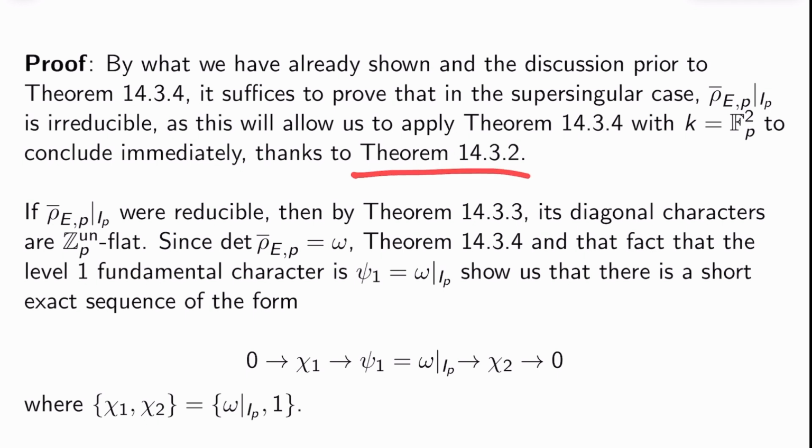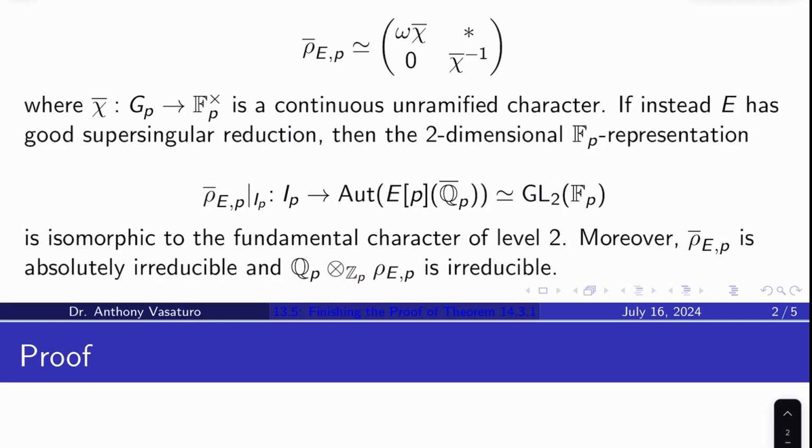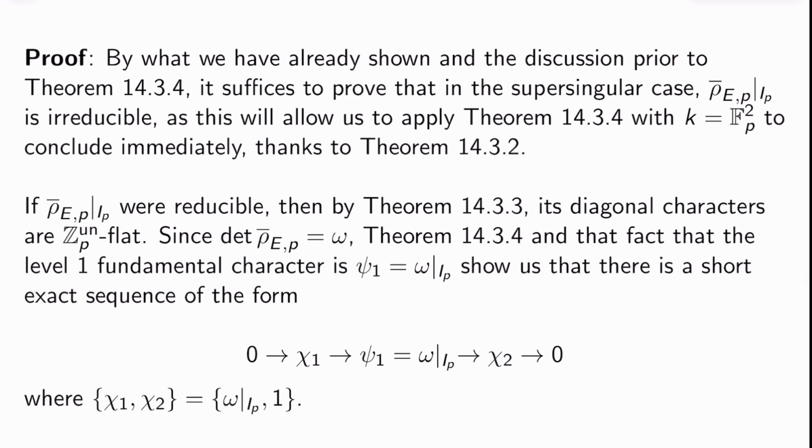Theorem 14.3.2 gives you the flatness of the torsion subgroups of E, which allows you to apply Theorem 14.3.4 to conclude that by irreducibility, your representation is isomorphic to the fundamental character of level 2. That's this 2 here, essentially. Okay, so go back and review those theorems. We're using Raynaud's theorems there. So we're just going to prove that in the supersingular case, this representation is irreducible.